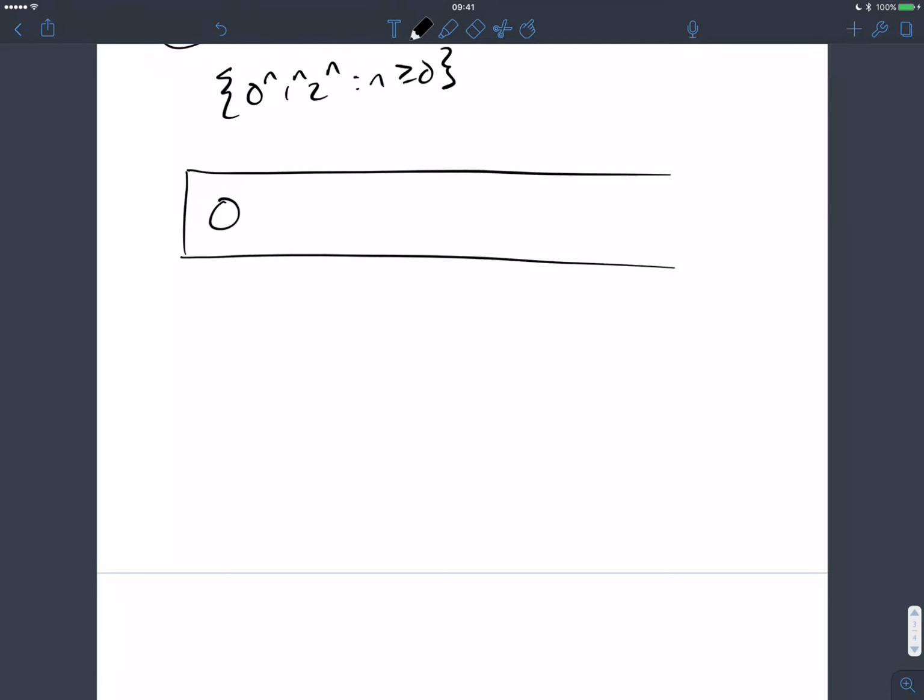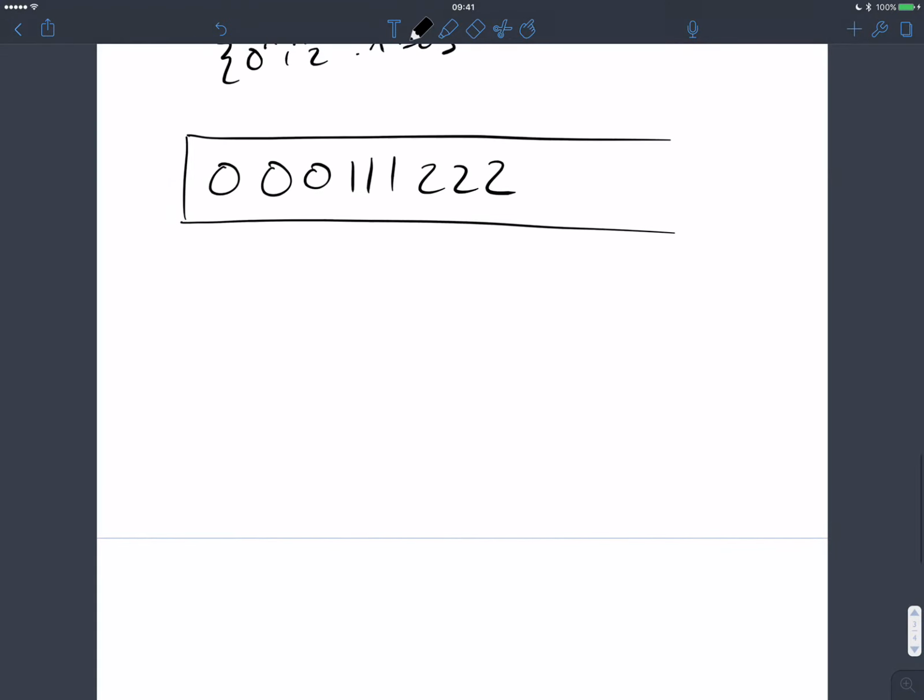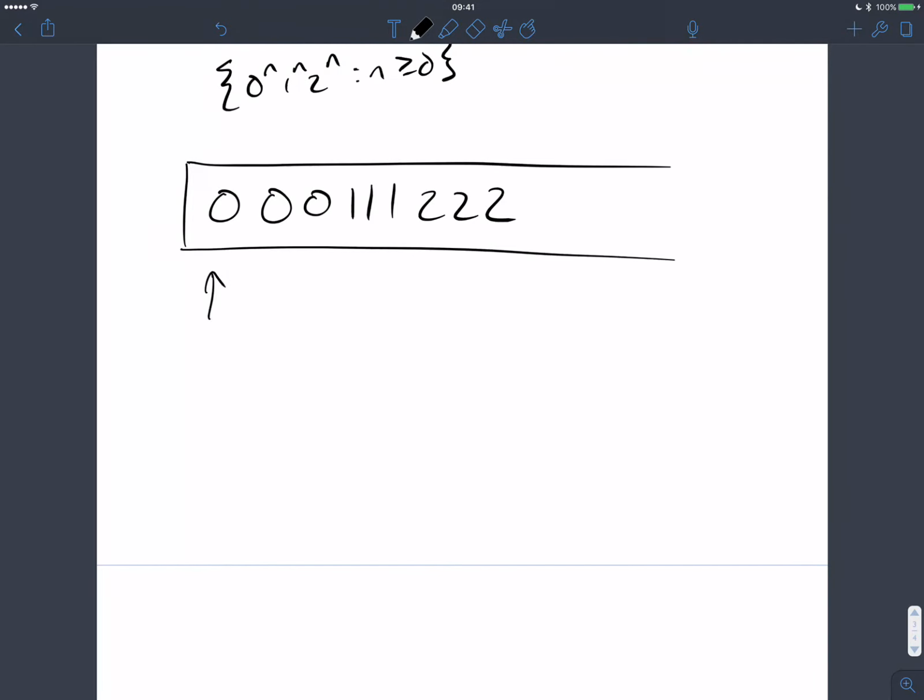So let's say that we have our input, some particular input. And let's say that this is the starting place. And let's just say, for example, that I provide the input on this particular structure. Well, how can I check whether the input really is of the form 0 to the n, 1 to the n, 2 to the n here, if I'm allowed to modify and go back and forth across the input?